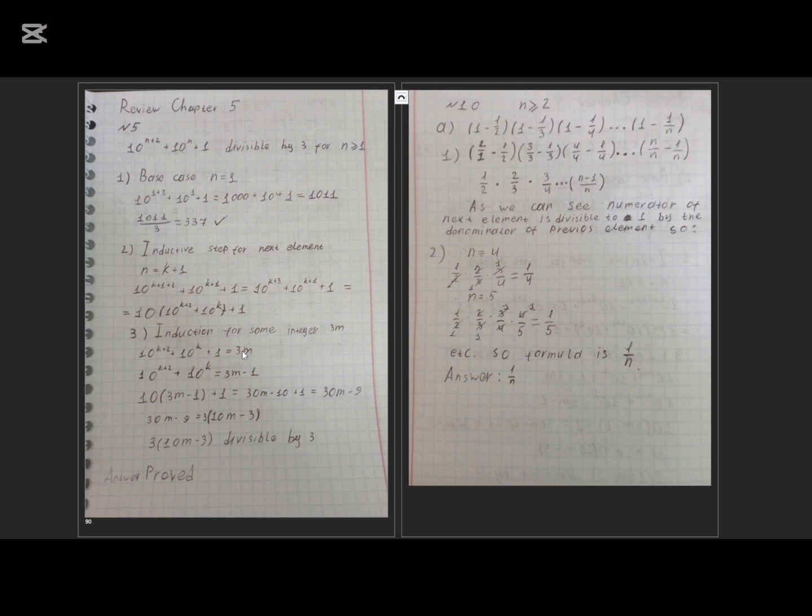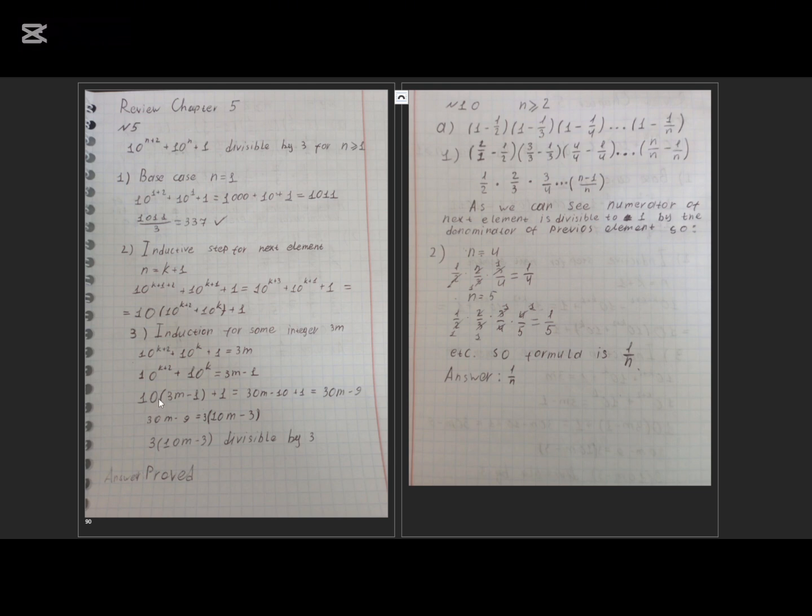We substitute 3m as the equality of the base case condition, so we replace 1 from the left to the right, so we get 10 to the power of k plus 2 plus 10 to the power of k is equal to 3 multiplied by m minus 1. We substitute this into the inductive step for the next element.